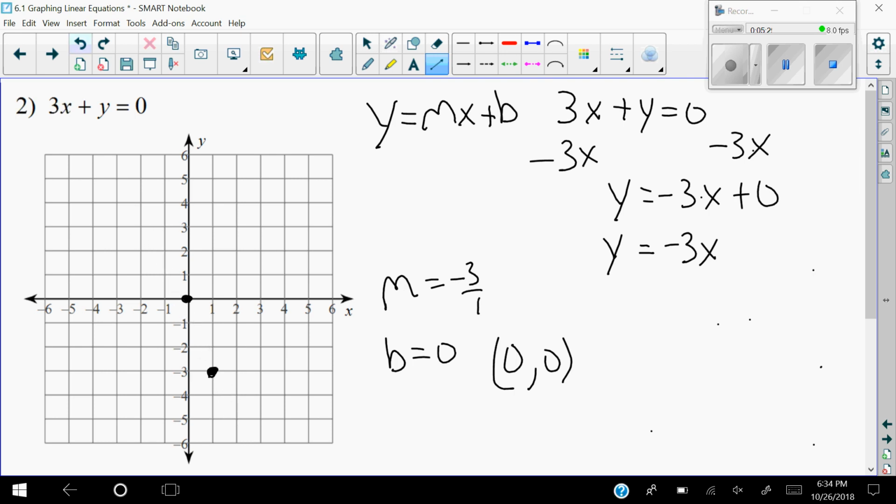Try that again, like so. All right. Now that's graphing an equation in slope-intercept form. All right. Now let's take a look at writing a linear equation in slope-intercept form from a word problem.